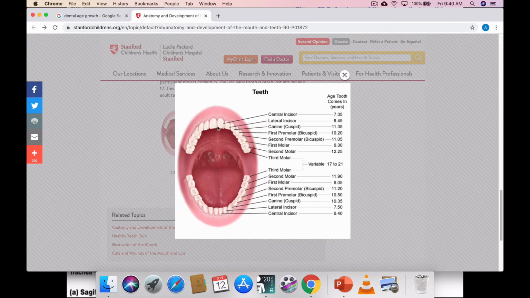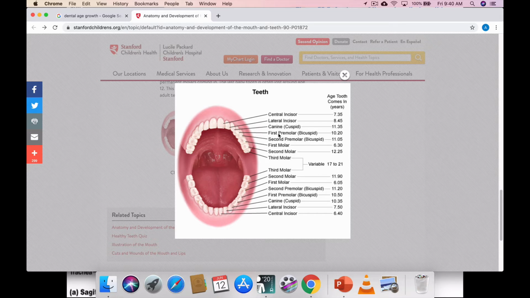If you look at the adult teeth growth age, the old teeth have fallen and are replaced by the permanent teeth. So these are the permanent teeth. The central incisor, as I told you, comes by 7.5 years. The lateral incisor comes by 8.5 years. Then the canine teeth come by 11 years.